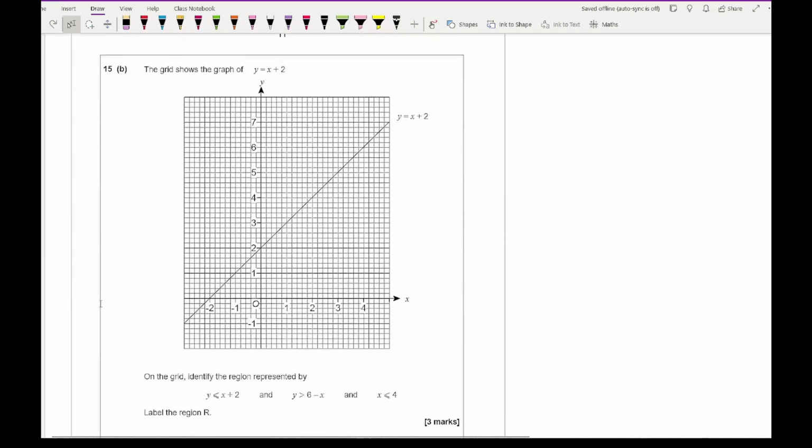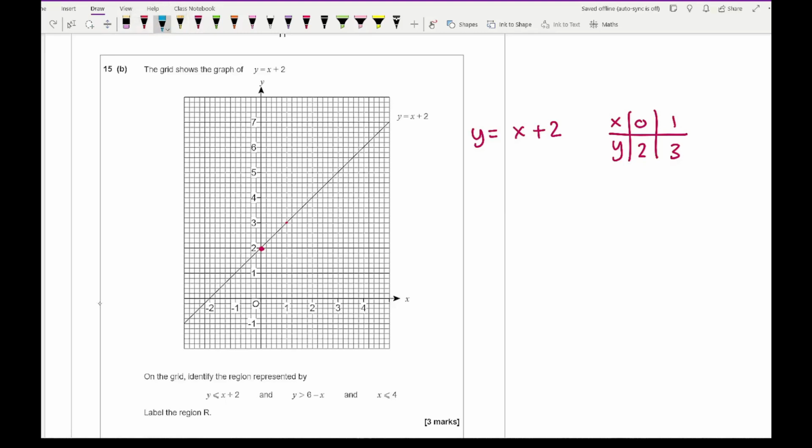Then moving on to question 15b, it says the grid shows the graph of y equals x plus 2. On the grid, identify the region represented by, and then we've got our 3 inequalities here. So the first line I need to plot is y equals x plus 2. Again, I just need to pick 2 coordinates. If I go for 2 small numbers, 0 and 1, when x is 0, y is going to equal 2, and when x is 1, y is going to equal 3. So I need to plot 0, 2, which is there, and 1, 3, which is there. I've just noticed that one's already been plotted, so that's all good.